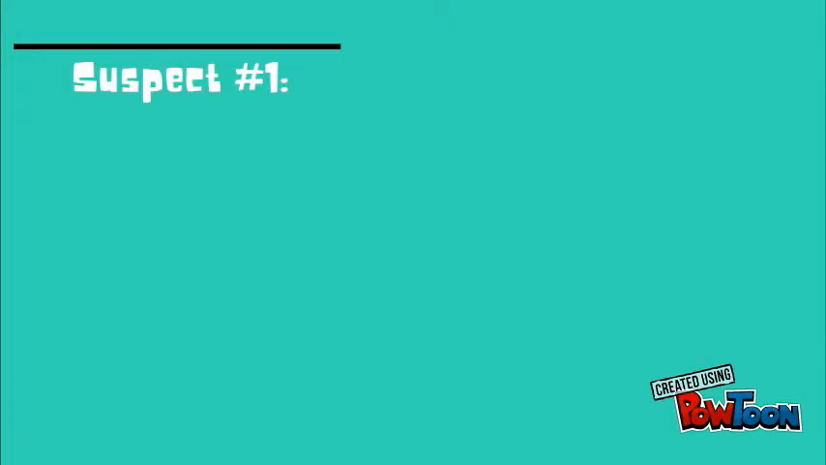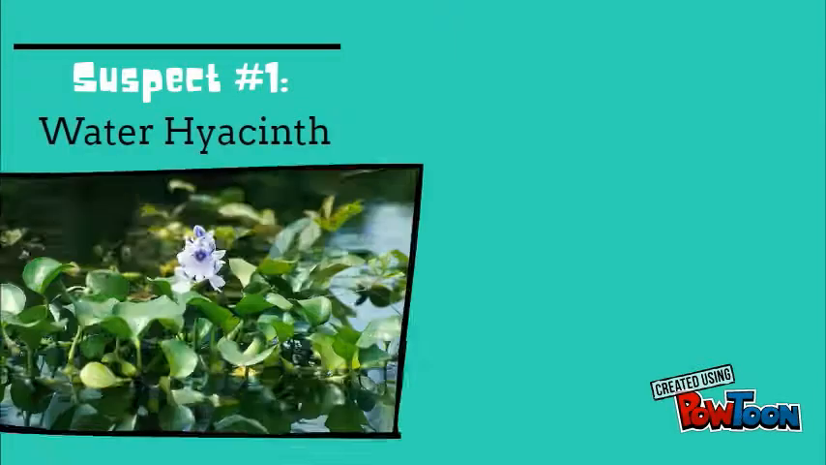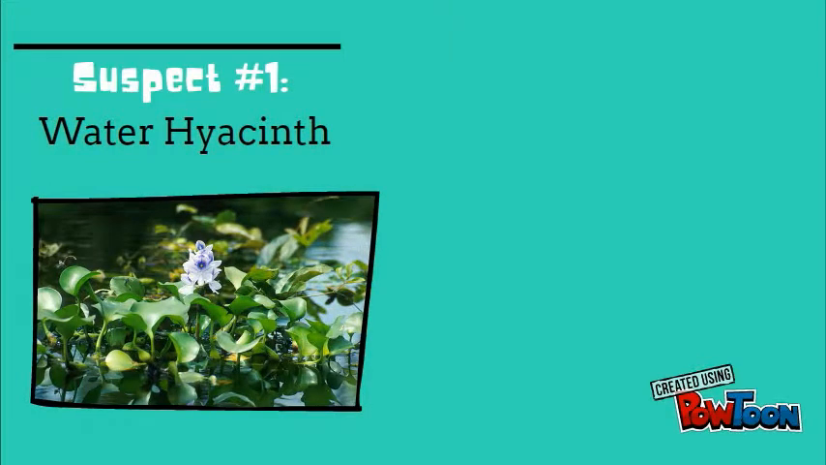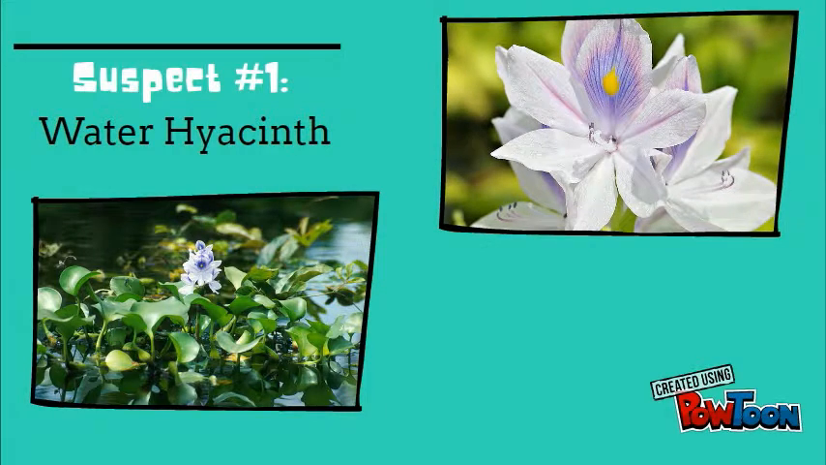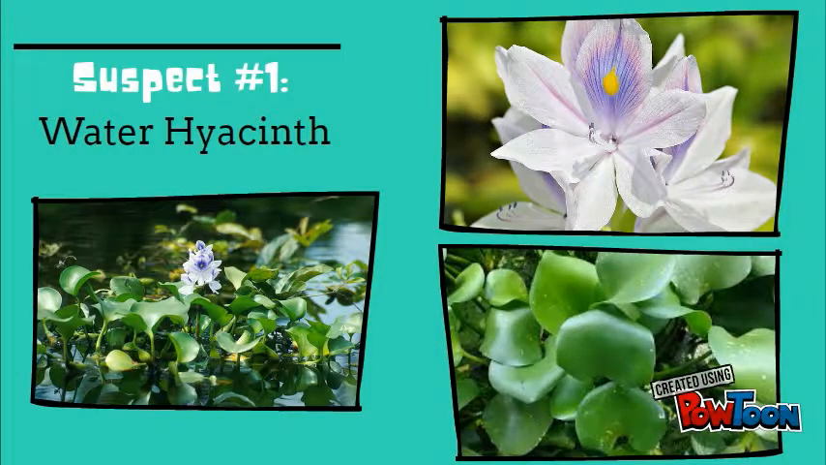So let's take a look at a few of these suspects that you may have a chance to encounter. First is water hyacinth. This is an aquatic plant species that was introduced from South America. You can tell that it is a water hyacinth because it either has a white or purple flower and very distinctive green heart-shaped leaves.